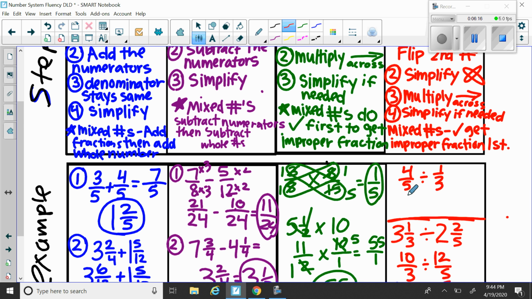Okay, so here we have keep our 4/5, change division to multiplication, and flip that next one. So we have 3/1. Okay, so now we have 4 times 3 is 12, and 5 times 1 is 5. Okay, and now remember, this is an improper fraction. We want to make that into a mixed number. So 5 goes into 12 2 times. Okay, and 5 times 2 is 10, so we still have 2 left over in our numerator out of 5. Okay, so we have 2 2/5 as our answer for 4/5 divided by 1/3.